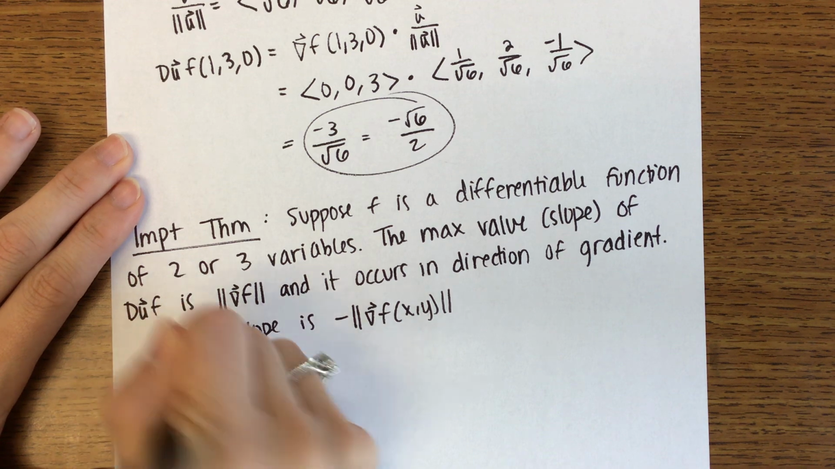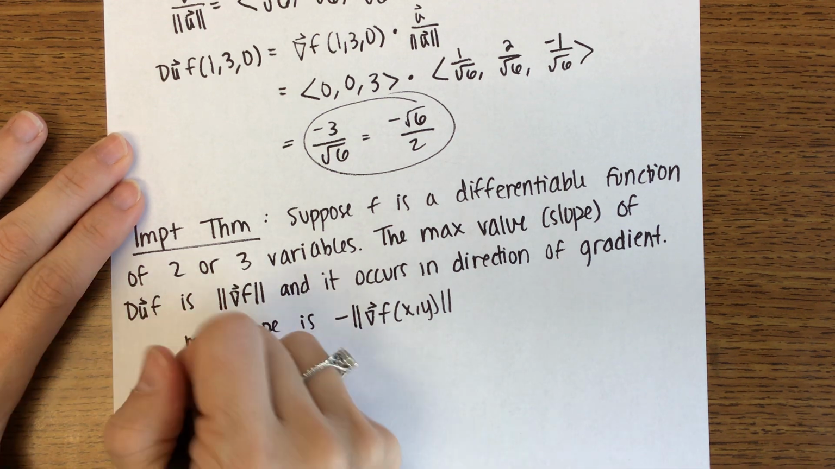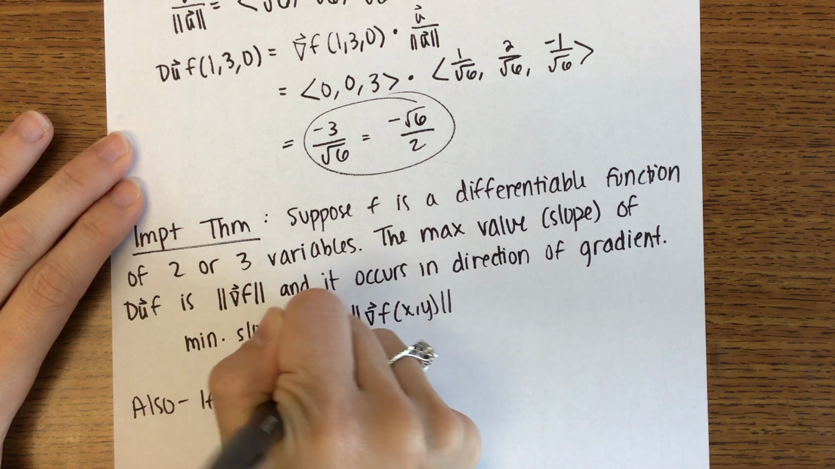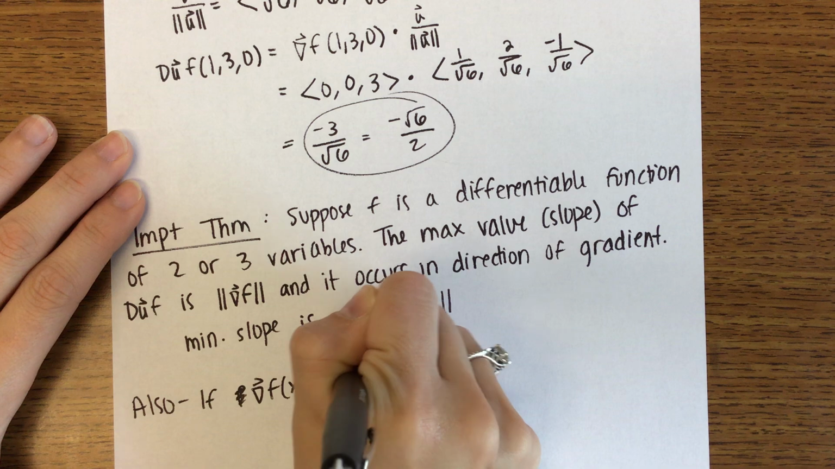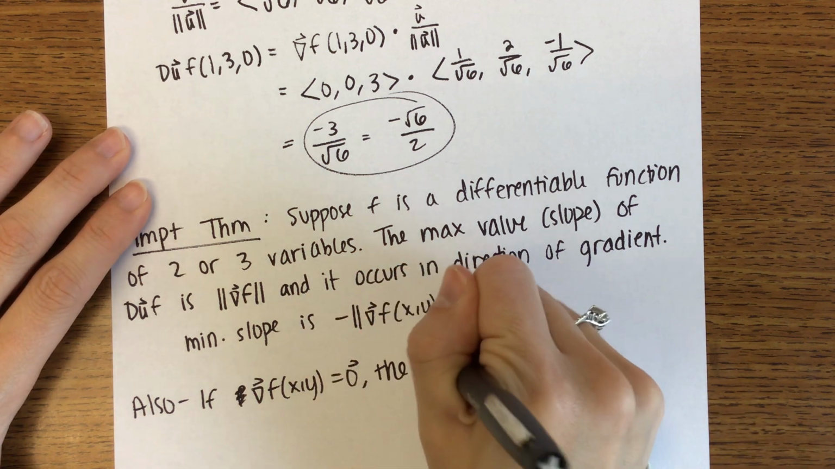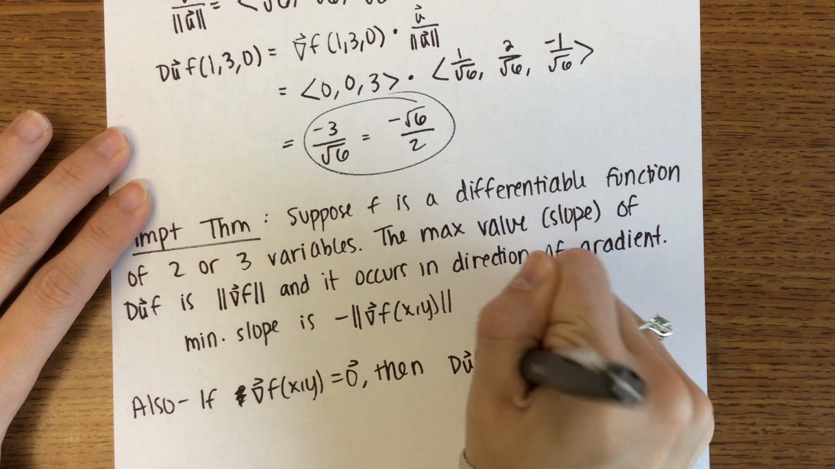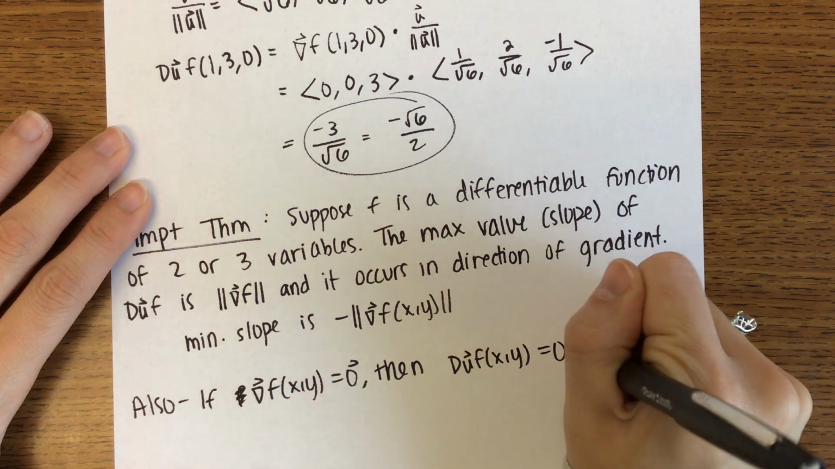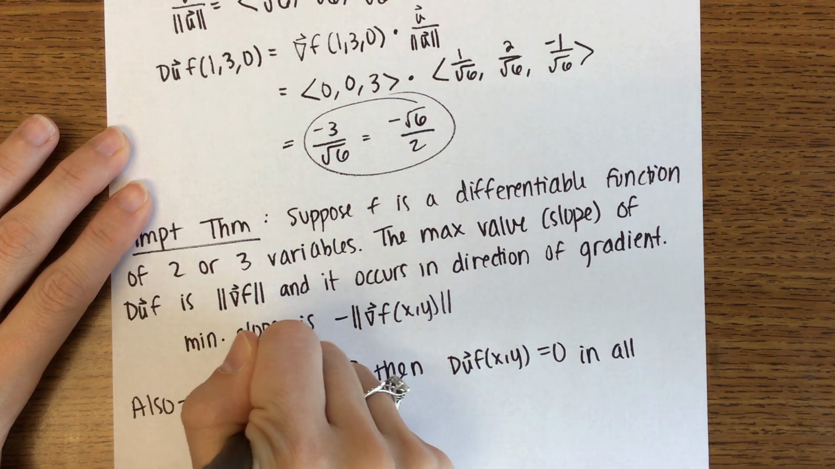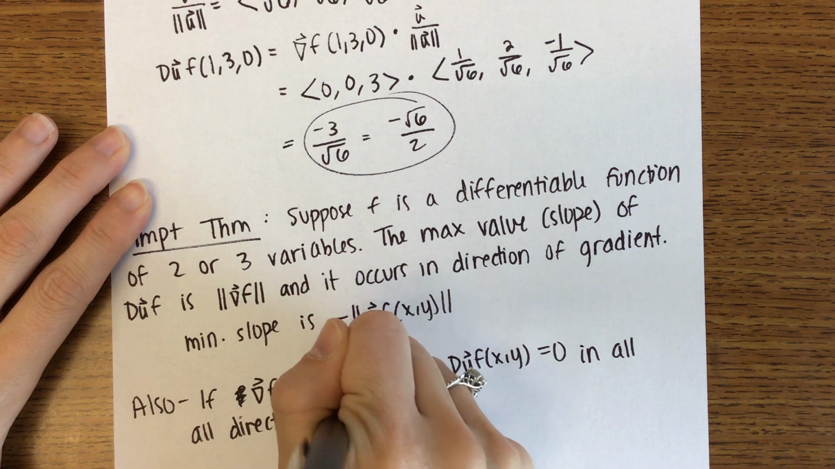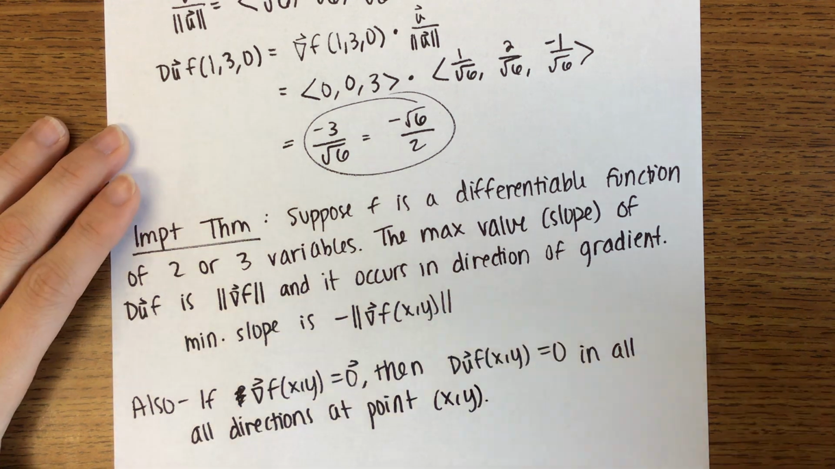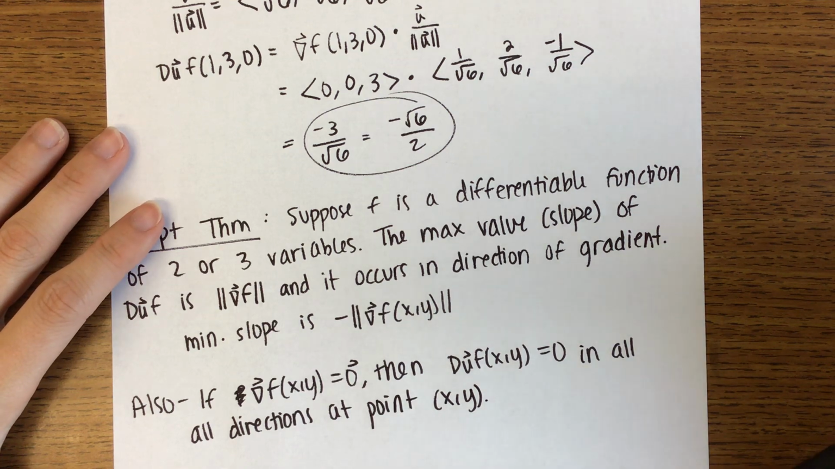Also, something important to know. If the gradient at some point (x, y) is 0, this should be fairly intuitive, then the directional derivative at that point is going to be 0 in all directions. Again, this is at some specific point (x, y).